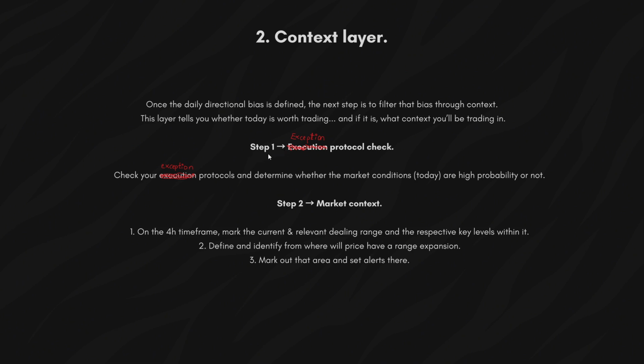First of all, step one is exception protocol check, or you could say checking your exception protocols. Now I accidentally wrote down execution here, but it's actually exception. Okay, exception protocol check, meaning checking your exception protocols and seeing whether the market conditions for today are high probability or not. Okay, you're going to ask yourself whether today's market conditions are favorable or not.